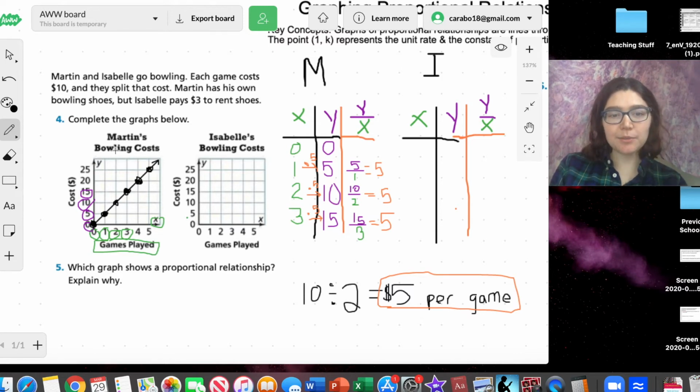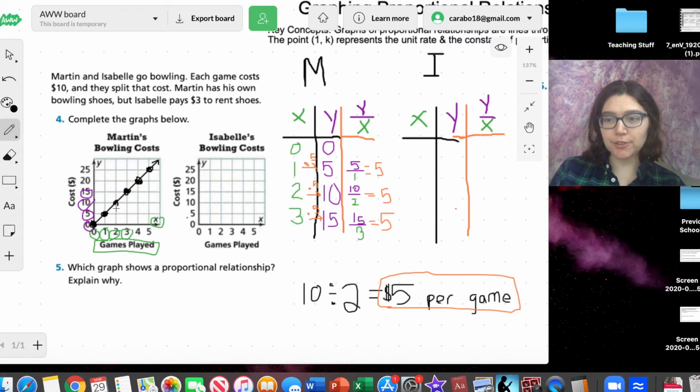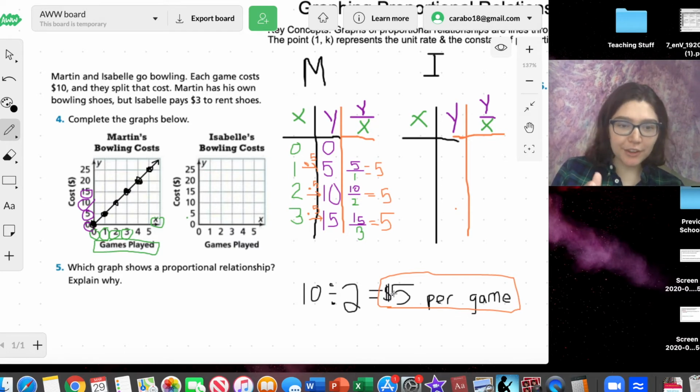So does Martin's graph now show a proportional relationship? Yes, we know that how much Martin is spending is a proportional relationship. There is a constant of proportionality, k. k is equal to 5 because we are paying $5 per game. That's how we figured it out from the table, but this is saying from the graph.